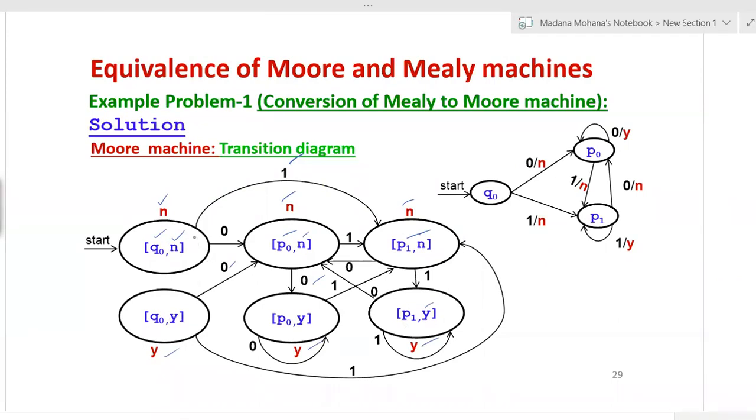Or inside also you can represent it separated by a slash. So its output is n. p naught n, its output is n. p1 n, its output is n. p1 y, its output is y. p naught y, its output is y. Then q naught y, its output is y. But you can use any one notation only, either inside the state or outside the state. This is the equivalent Moore machine for the given Mealy machine.